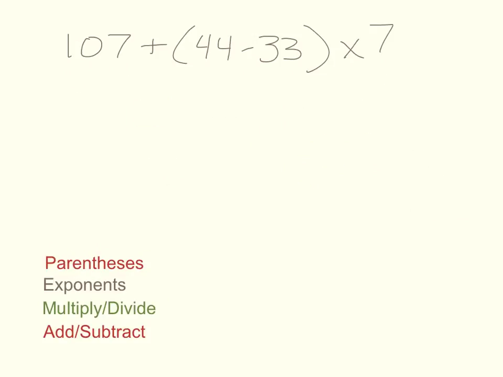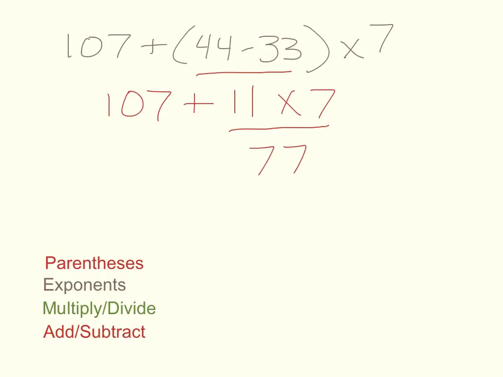In this example, I have some parentheses, so I'm going to do my parentheses first. My parentheses are 44 minus 33. That gives me 11. So I have 107 plus 11 times 7 left. The next thing in my order of operations is multiply and divide. That needs to come before my add. The multiply is in between the 11 and 7. So I'm going to multiply 11 times 7 to get 77. And I still have my 107 plus 77. Then I'll add those together to get 184.